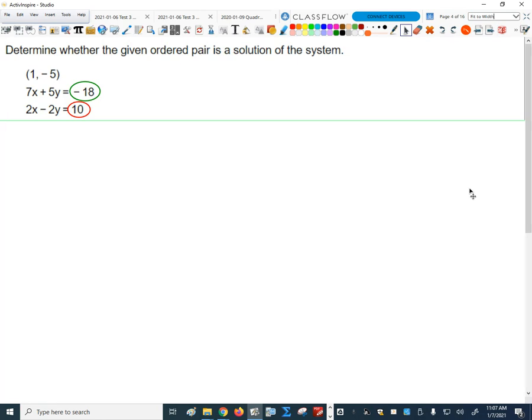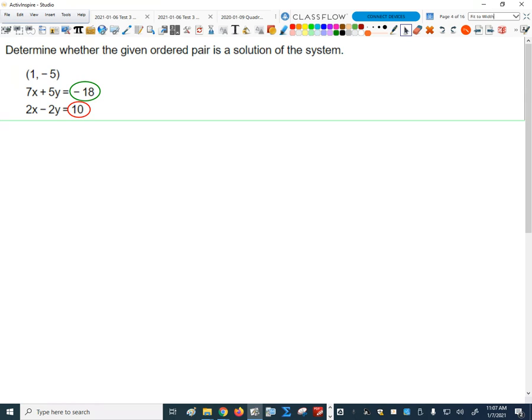Okay, moving on. So what about something like this? Determine whether the given ordered pair is a solution of the system. Brogan, how do I know if that ordered pair, (1, -5), is a solution of the linear system there that has those two equations in it? How would I know?